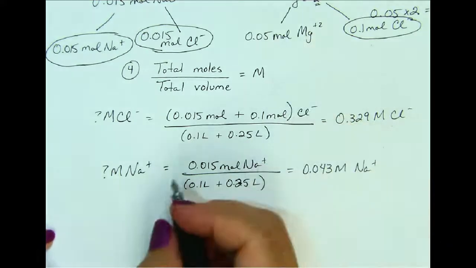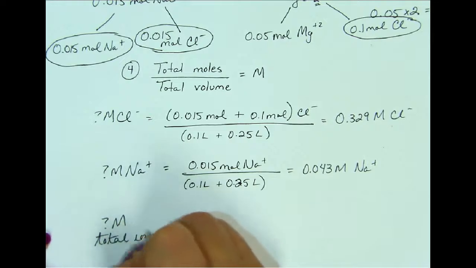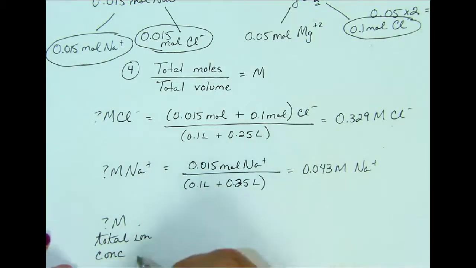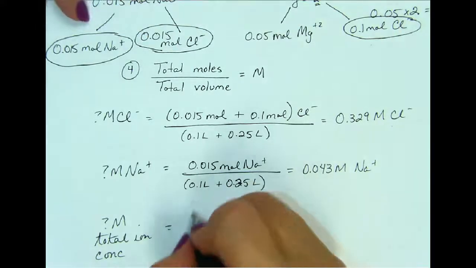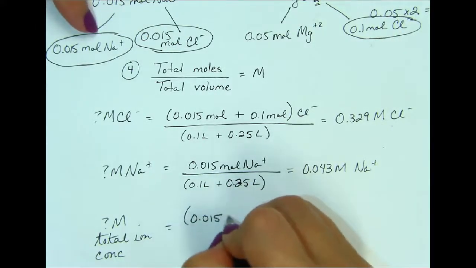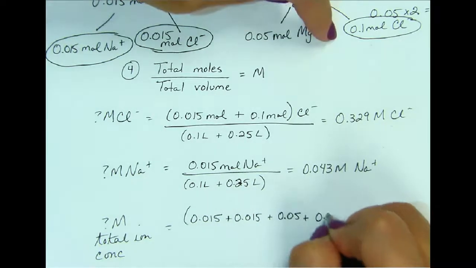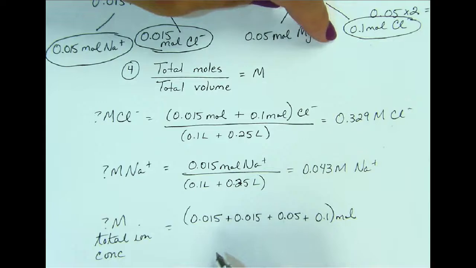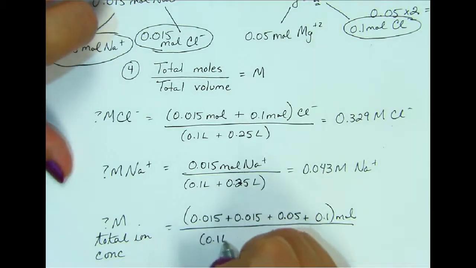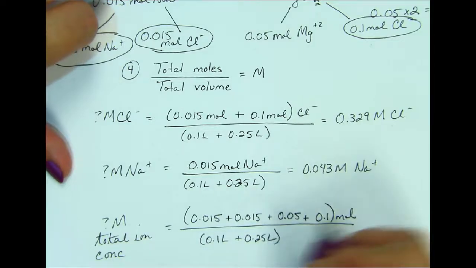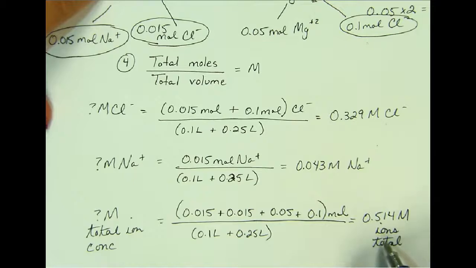You could also be asked to find the molarity of the total ion concentration. And in that case, you would be adding up all 4 of these moles. So you would have 0.015 plus 0.015 plus 0.05 plus 0.1, because that's how many moles of total ions you have in this system. And then again, divide it by the total volume, 0.1 liters plus 0.25 liters. And when you do this math, you get 0.514 molar total ion concentration.